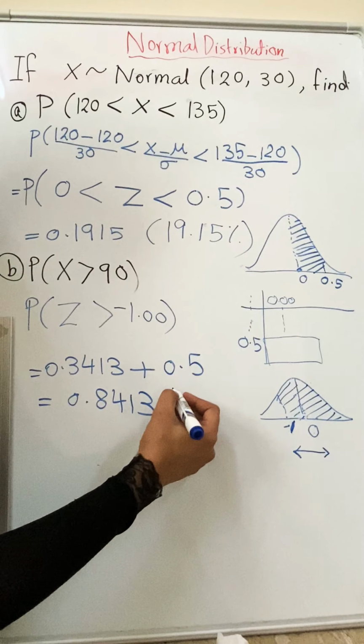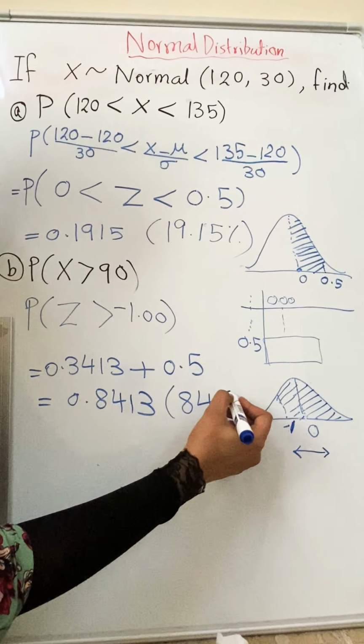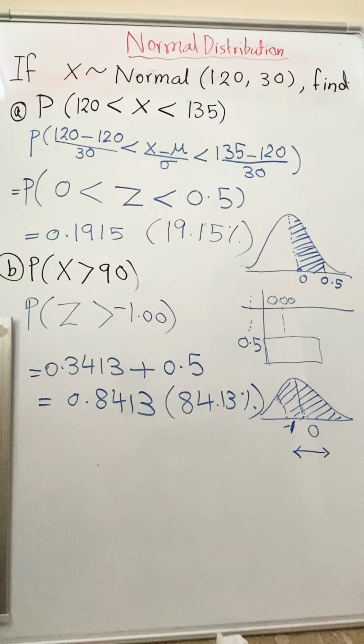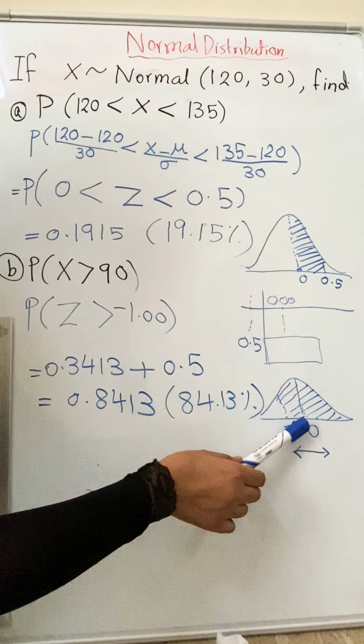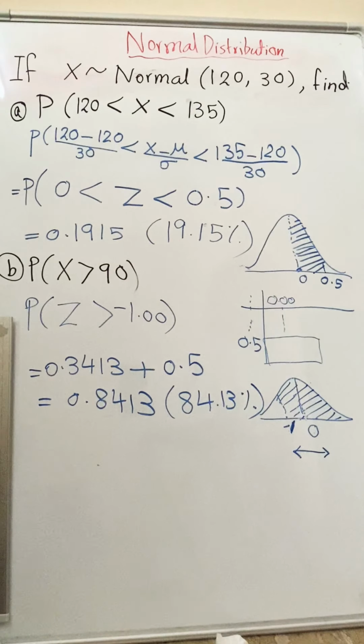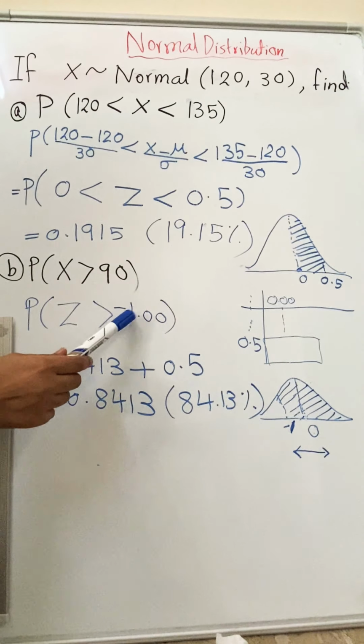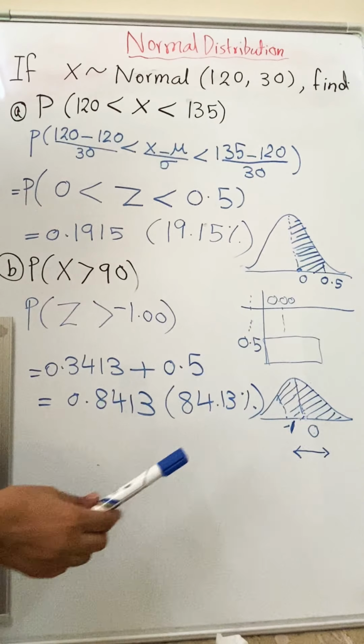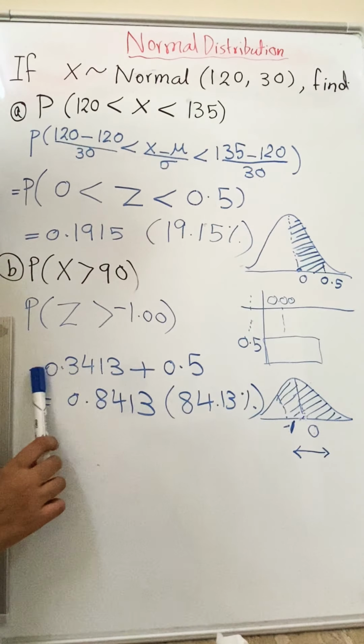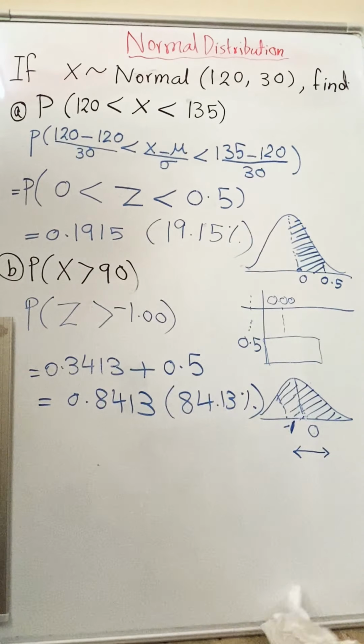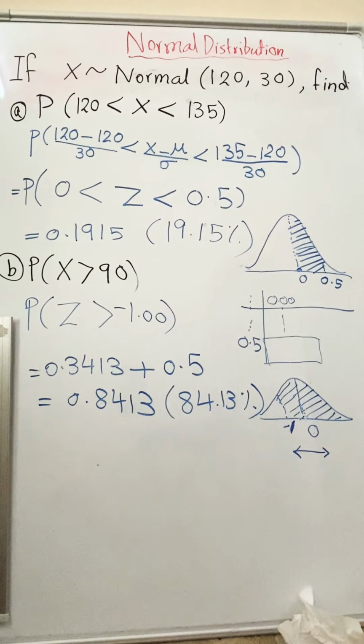Okay, if you want to convert it into a percentage, 84.13%. So remember that the table only gives you the area from any value of z till 0. And one more thing you should remember: whether your z is negative or positive, the area is always positive. It can't be taken as negative because it's an area, it is a probability. Okay, so for the last question, find the probability that x is less than 145.